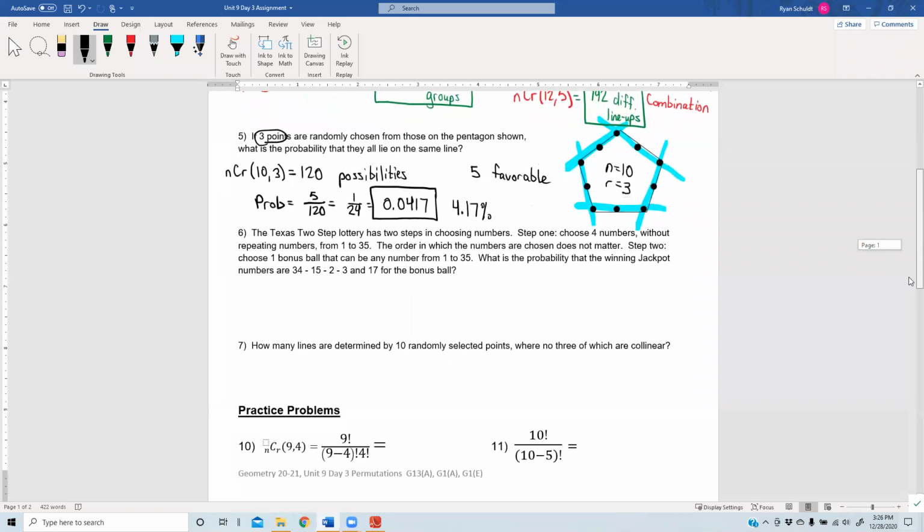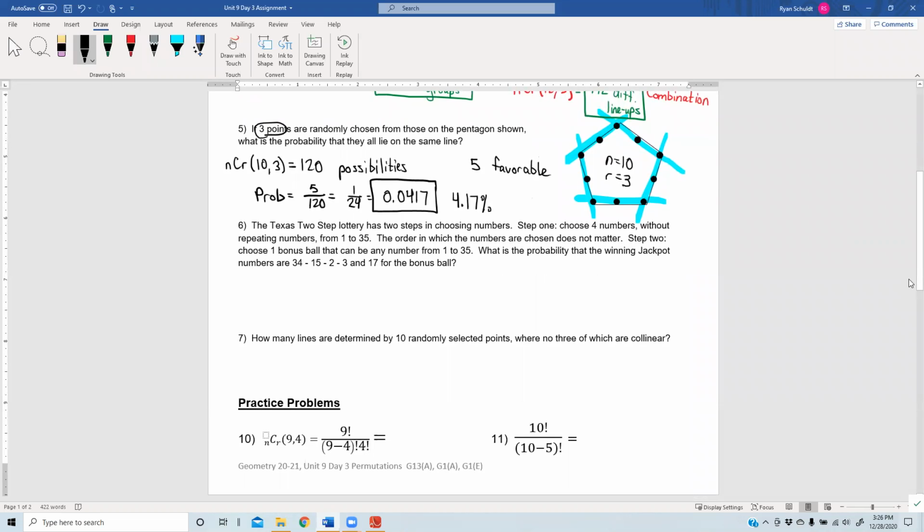Okay, number 6. The Texas two-step lottery has 2 steps in choosing numbers. Step 1, we have to choose 4 numbers without repeating from 1 to 35. The order does not matter. So order does not matter, and we do it without repeating. This is a combination. Let's just stop there and deal with step 1. So step 1 is a combination.